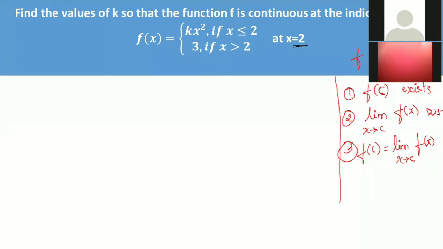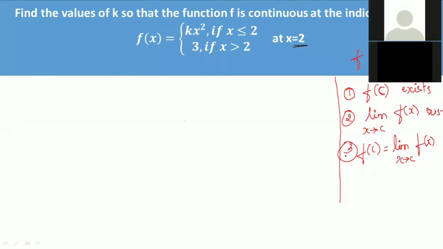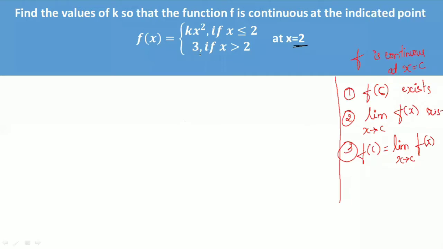These three conditions are satisfied at x is equal to 2. Okay, this function satisfies these three conditions at x is equal to 2. But in order to find the value of k, which condition do I have to use? I have to use the second condition, not the first one, because what does the second condition say? The limit exists. When the limit exists, left hand limit is equal to right hand limit.